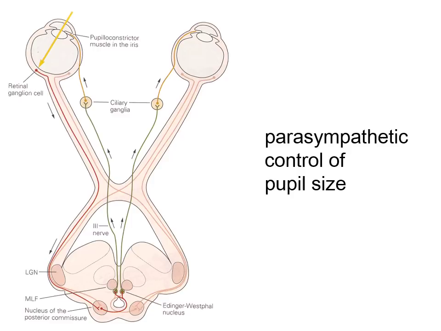Here we see one of the controls of pupil size, and that is the parasympathetic control of pupil size. That's dependent on light that activates cranial nerve 2, which activates the Edinger-Westphal nucleus, portion of cranial nerve 3, and causes pupillary constriction. And you can see that damage in the midbrain would affect this pathway.